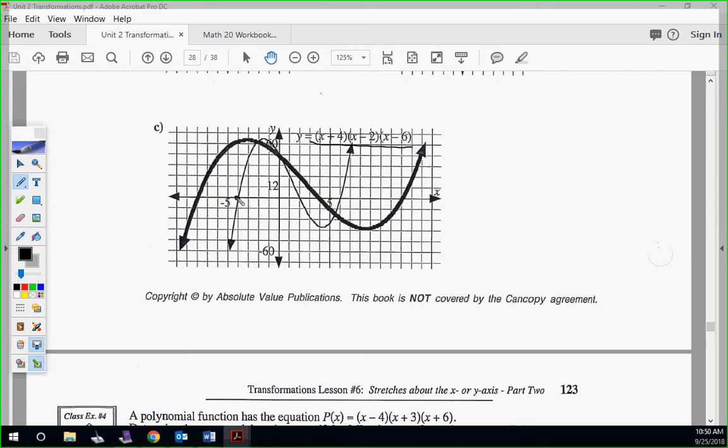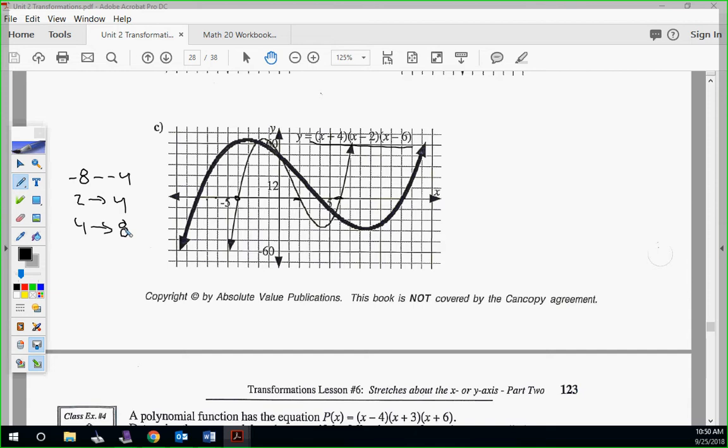So it went from negative 4, 2, and 6 to 1, 2, 3, 4. So it's going to be negative 8. So negative 4 went to negative 8. 2 went to 4. And 4 went to 8. That's pretty clear. What's the horizontal stretch? 2. Horizontal stretch is 2.